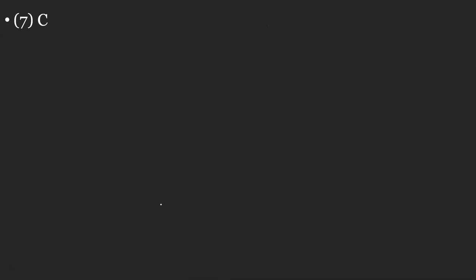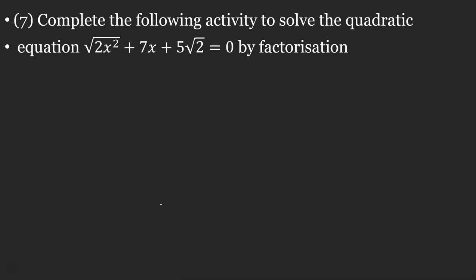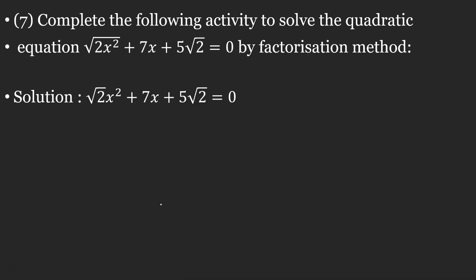Now the next is, complete the following activity to solve the quadratic equation. तर यामध्ये काय की रूट 2x स्क्वेअर येते. ओके, root 2 x square plus 7x plus 5 root 2, that equals 0 by factorization method. ओके, तर आपल्याला हे देखील या प्रकारे सॉल्व करता येऊ शकते क्वाड्रॅटिक इक्वेशन. दॅट इज हियर दी root 2 into 5 root 2. I will write here root 2 into 5 root 2.